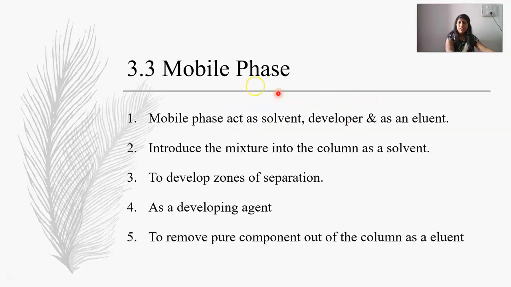The third instrumentation, point 3.3, is the mobile phase. Here the mobile phase again plays the most important role. These are the following functions of the mobile phase: it acts as a solvent, developer and eluent. Introduction of the mixture into the column is done by the mobile phase as a solvent. The mobile phase is helpful for the development of various zones of separation. It acts as a developing agent, and to remove the pure component out of the column, as an eluent.